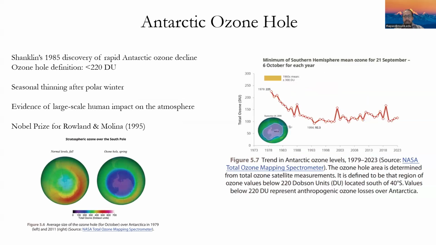In the mid-1980s, scientists from the British Antarctic Survey discovered a dramatic thinning of ozone over Antarctica, now called the ozone hole, defined as ozone levels falling below 220 Dobson units. It appears each spring after the polar night as sunlight triggers rapid chlorine-driven loss. The figure shows this sharp seasonal decline and its persistence over decades, from the 1970s to 2023.